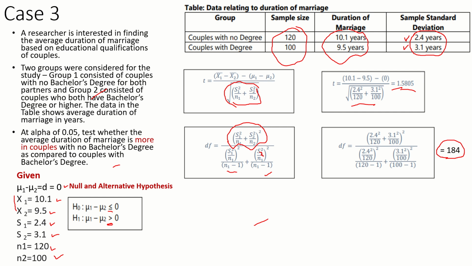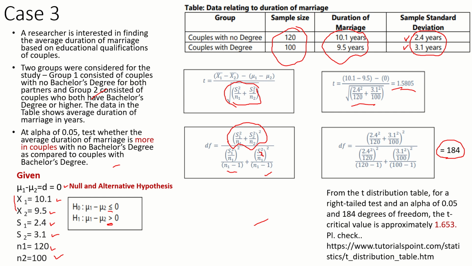Next step, we have to find the t critical. Then we can compare the t critical with the t statistic to accept or reject the null hypothesis. From the t distribution table for a right tail test and an alpha of 0.05, this is the level of significance, with 184 degrees of freedom, the t critical value is approximately 1.653.